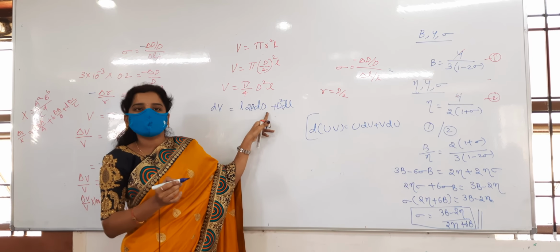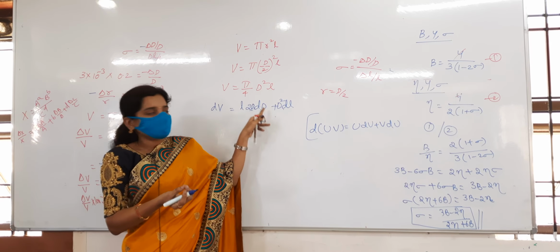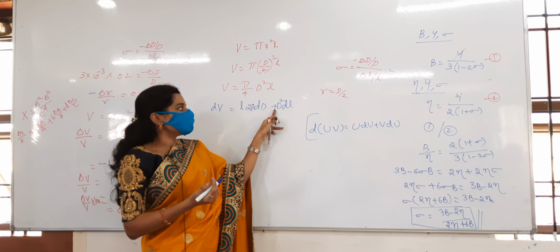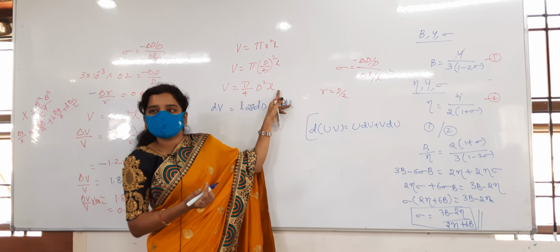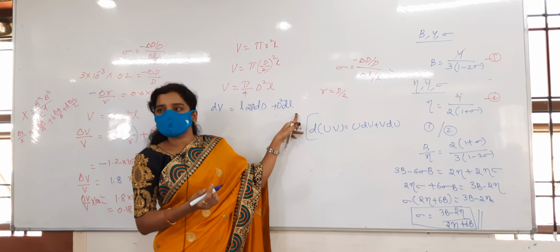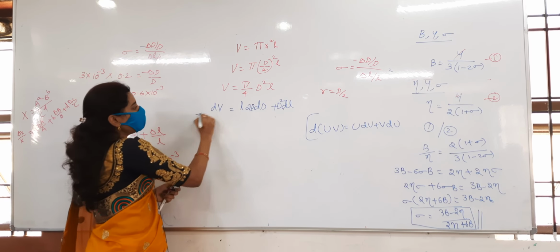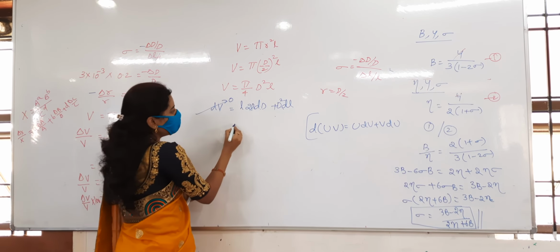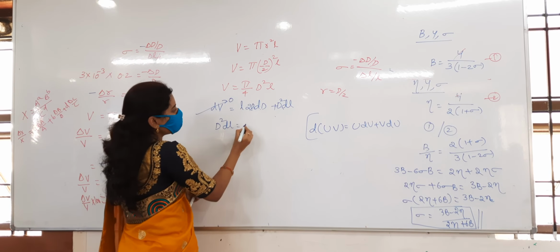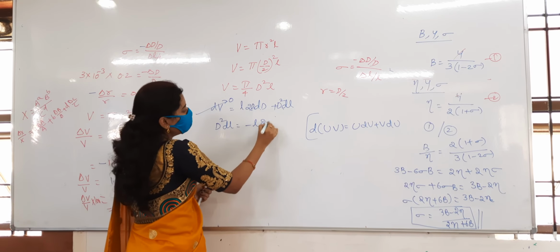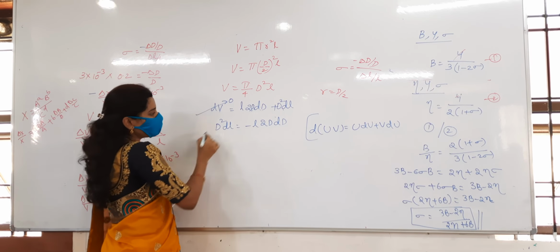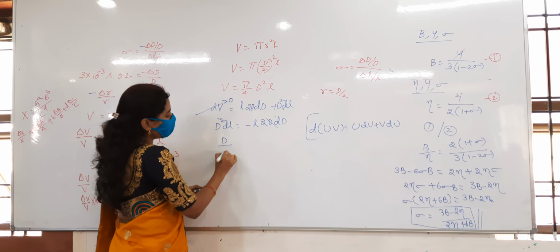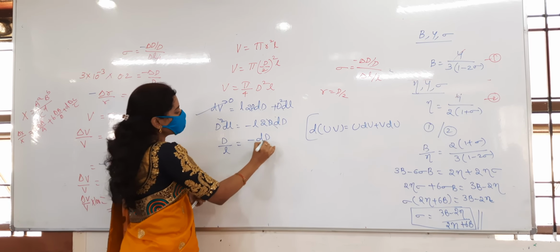What is dd? Difference in d value. D square, what is the differentiation you will get? 2d. So 2d into dd plus, U is constant, you have to differentiate the V. So what will we get here? D square into dl. They said that V is constant, nothing but that will become 0. Then what is remaining for us here? D square into dl is equal to minus L into 2d dd. Then dd gets cancelled. Then what can you get here? D by L is equal to minus dd by dl.